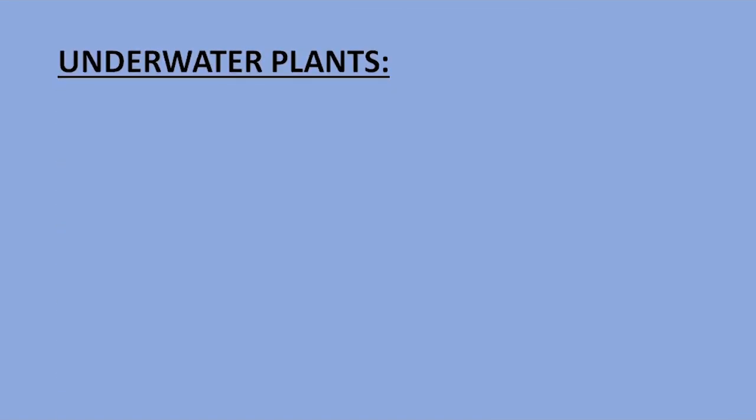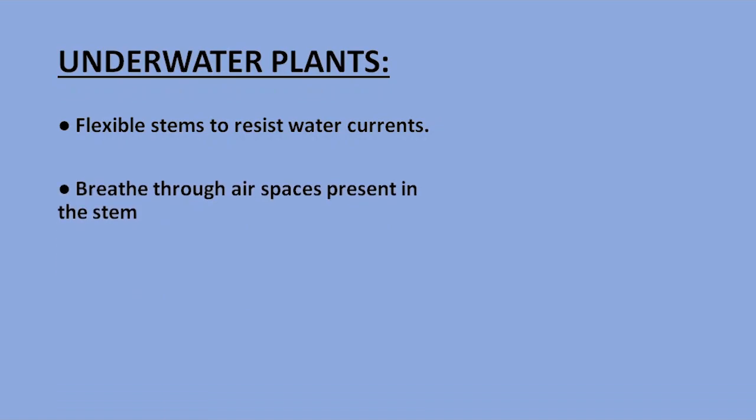The third one is underwater plants. That means they are submerged in the water. They have flexible stems to resist water currents. There are currents in the water, so the plants over here can tolerate the resistance of the water currents. That is why they have flexible stems. They breathe through air spaces present in the stem. Usually you will find pores on the leaves, but here the stems have pores through which the plants can breathe.